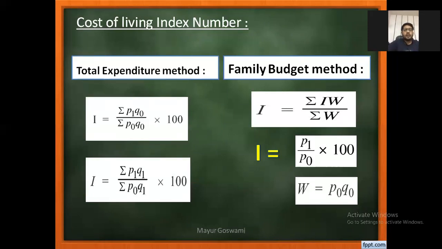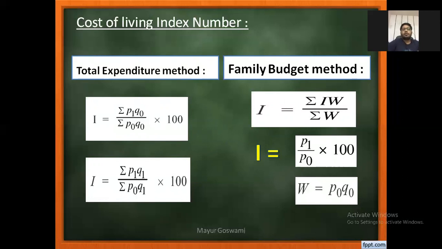Now, under cost of living index number, we have two methods. One is the total expenditure method. Another is the family budget method. The method is new, but the formula we have already studied.